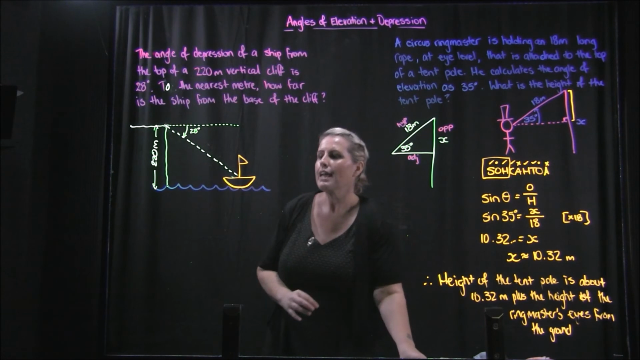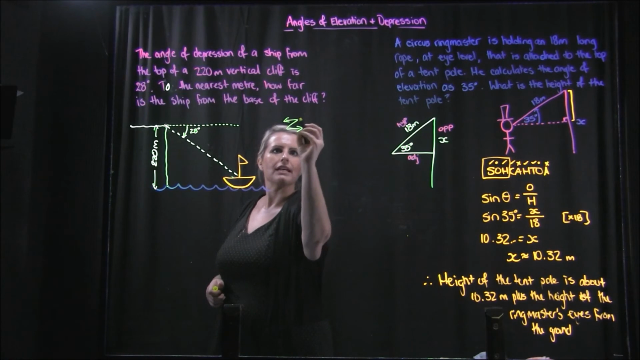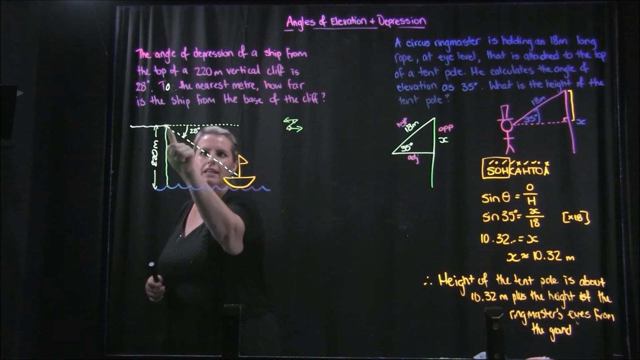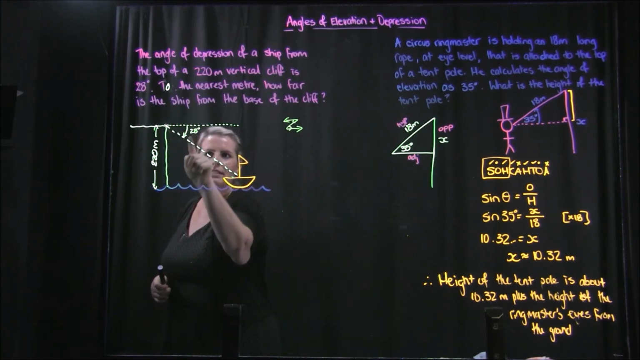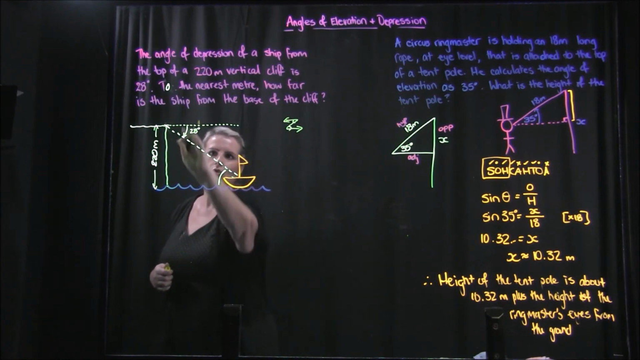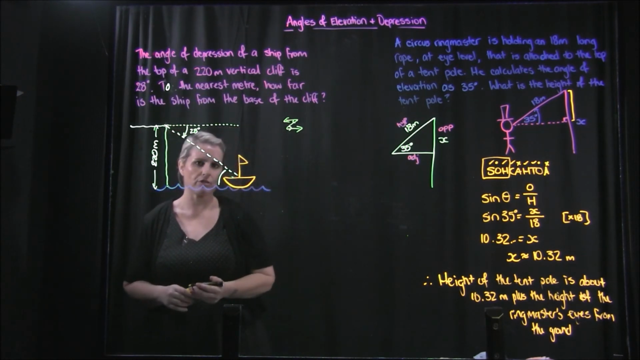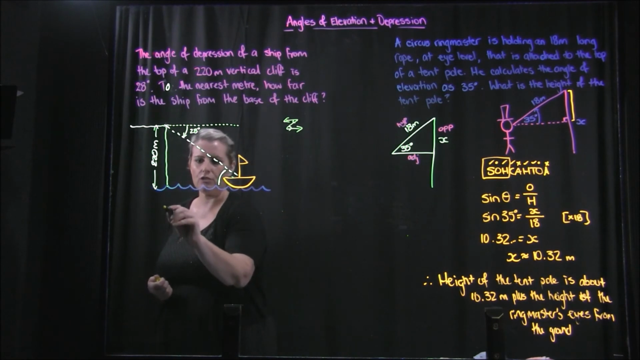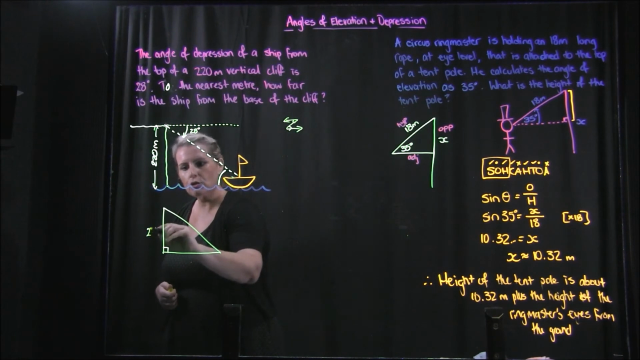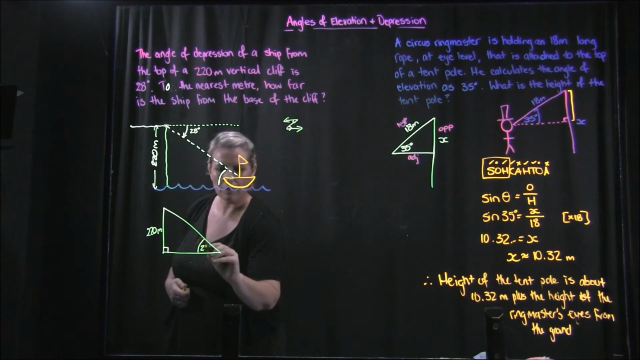Now I can use my Z rule. My parallel line rules say that alternate angles are equal. I can draw a Z here backwards like that. That means that this angle and this angle are identical, so this one will also be 28, because these are parallel lines, both horizontal. So I can draw my triangle. It's a right angle, this side is 220 meters, and I know now that this is 28 degrees.